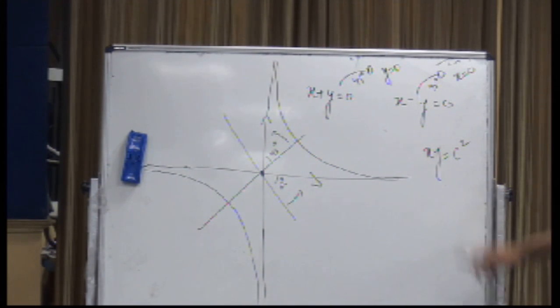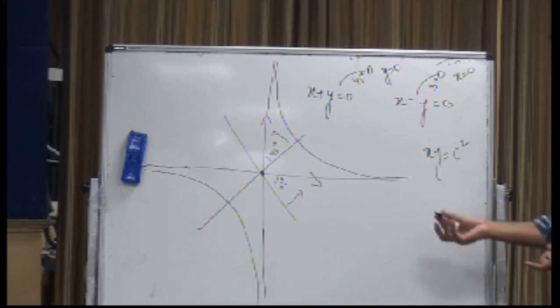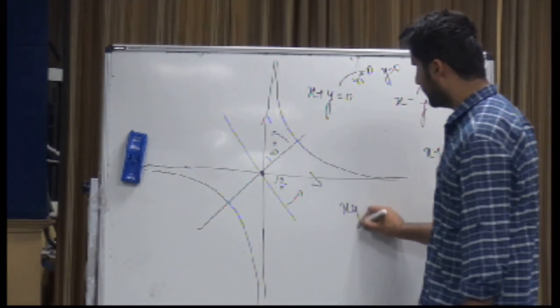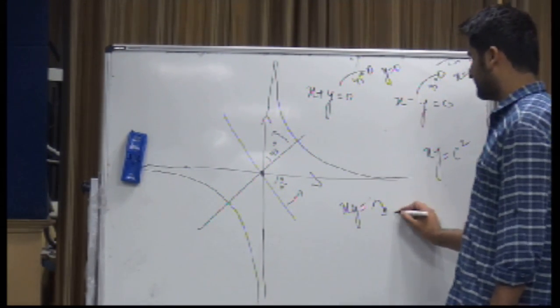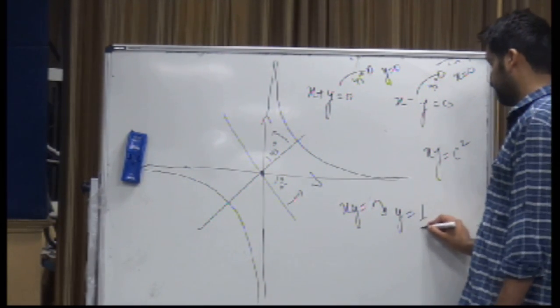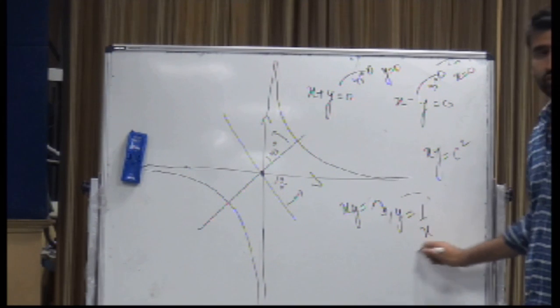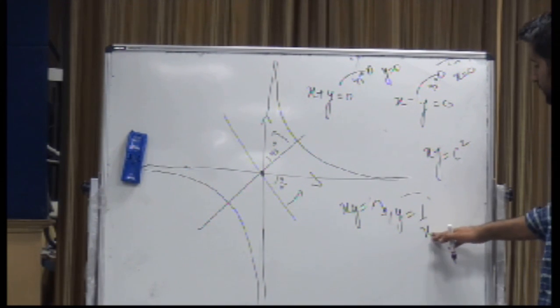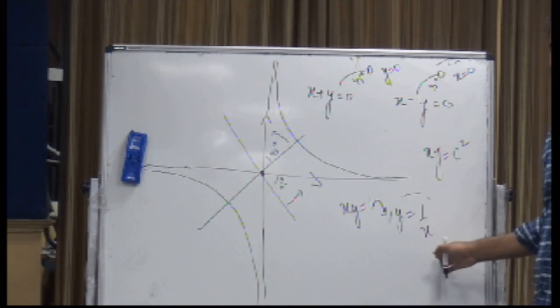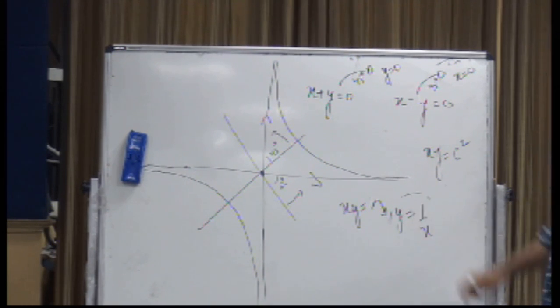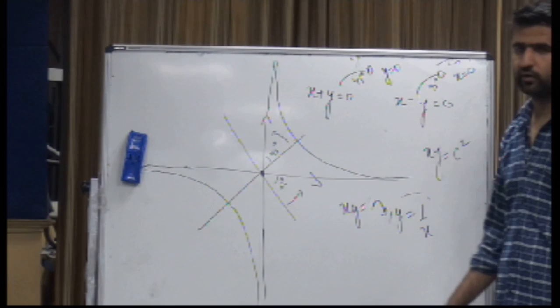Now this function is also known as the reciprocal function. Have you studied this thing? xy is equal to 1 is actually y is equal to 1 by x. So this is also known as the reciprocal function. If you put the value of x is equal to 2, you will get half. x is equal to 1 by 2, you will get 2. And the graph of the reciprocal function is always a hyperbola.